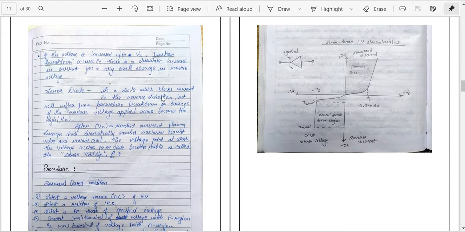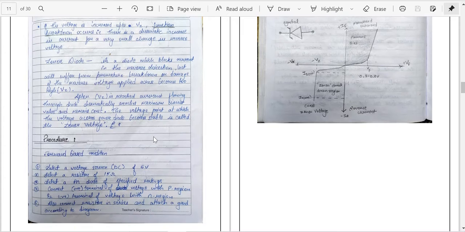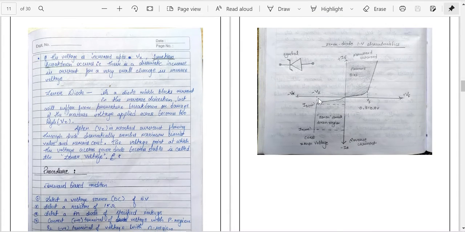A Zener diode basically blocks the current in the reverse direction, but a normal diode will suffer premature breakdown and damage if the reverse voltage applied across it becomes too high. The Zener diode basically operates in the reverse bias condition. Here the breakdown voltage for a Zener diode is comparatively less than for other diodes. Notice as we reach Vz, the breakdown occurs, the current increases enormously, and the voltage almost becomes stable, and this voltage is known as the Zener voltage.